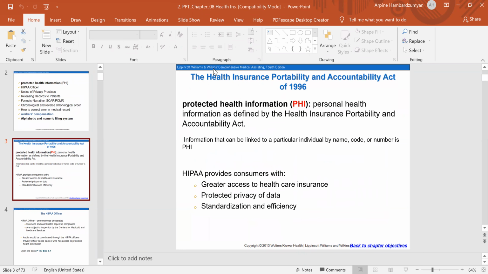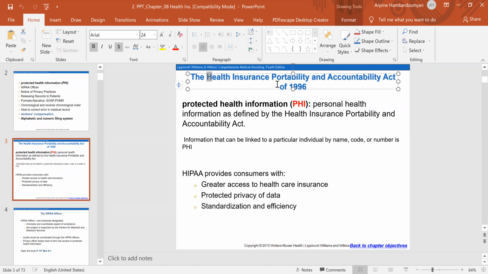The Health Insurance Portability and Accountability Act of 1996. So in 1996, a very important rule was established and HIPAA was created. Do you see the first letters of this title? That's why we have HIPAA. It is the abbreviation for the Health Insurance Portability and Accountability Act.